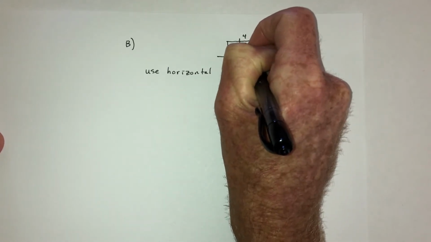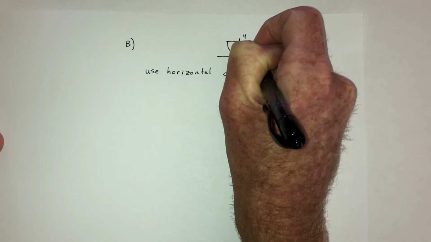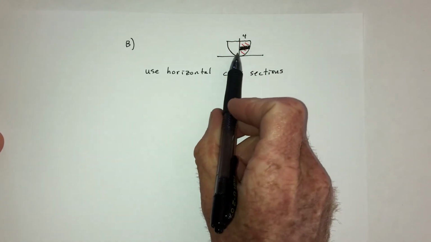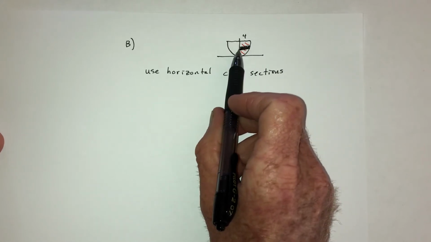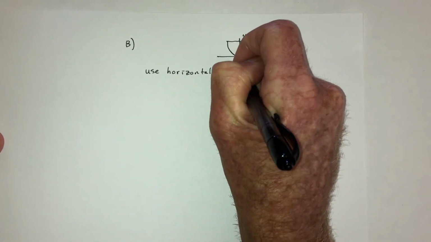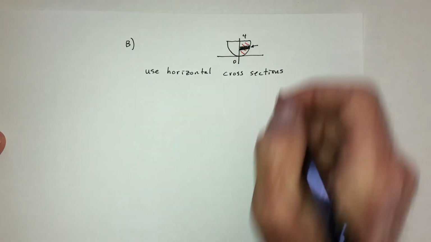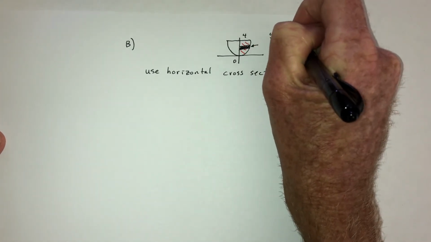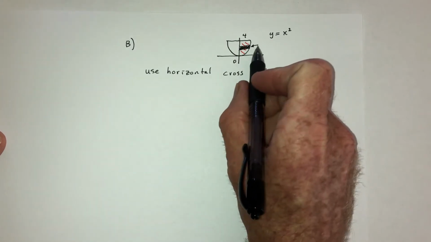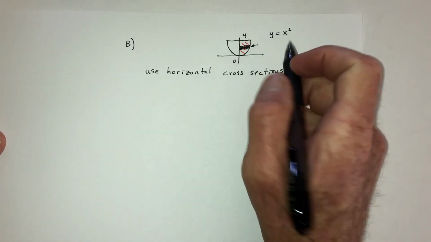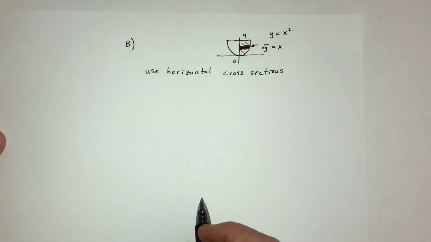So that means that my representative rectangle should go horizontally like this. So this is going from left to right. And it's the x values that go left to right. So over here, it's going to be x equals 0. Over here, it's touching the parabola. Well, previously, I had used y equals x squared. That's the parabola. But right here, I need to know what x equals. So take the square root of both sides, and x is equal to the square root of y.